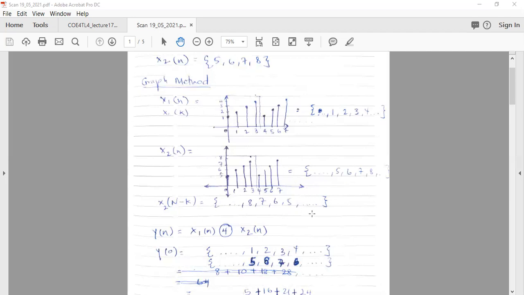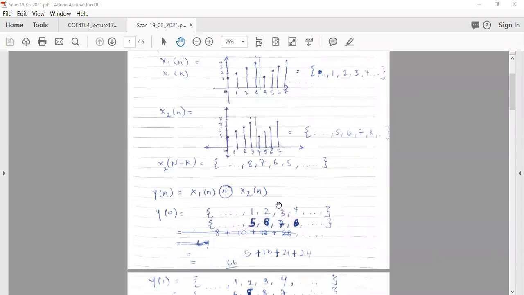I've just directly written it down rather than graphing the same sequence again, right? So once you have flipped the sequence, you shift, multiply and add, as in the graph part. Initially, when you flip it, this 5 will come in line with the initial point, and you can see that 5 is the end of this sequence. So the next point will be 8, 7, and 6, isn't it?